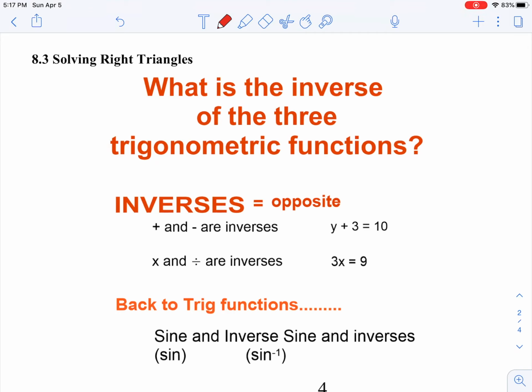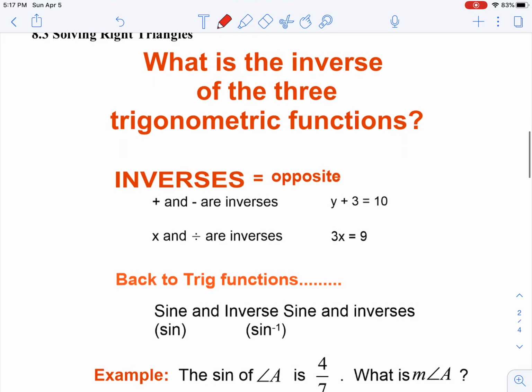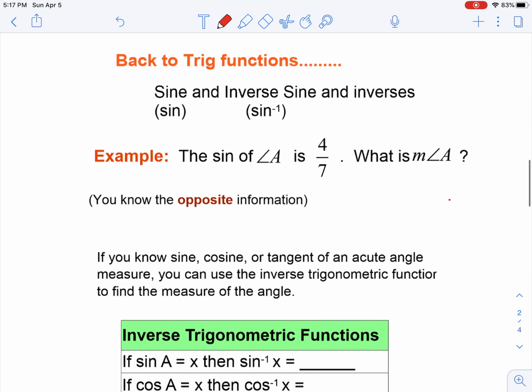So if you take a look at the examples to your right of those two inverses, you can see that if you had an equation like y plus 3 equals 10, you would subtract. So you're doing the opposite thing. Same thing with 3x equals 9. Right now it's 3 times x, but if you were going to solve for x, you would want to divide by 3. So we're using inverses or opposites to solve.